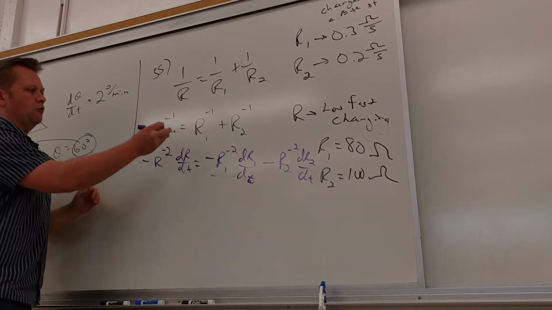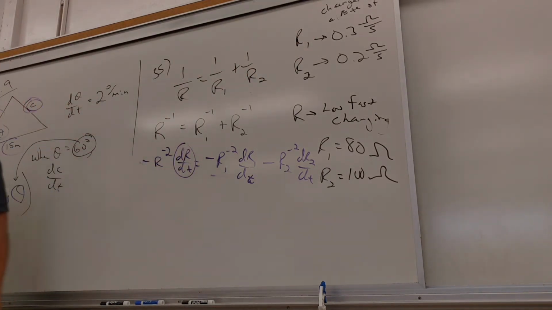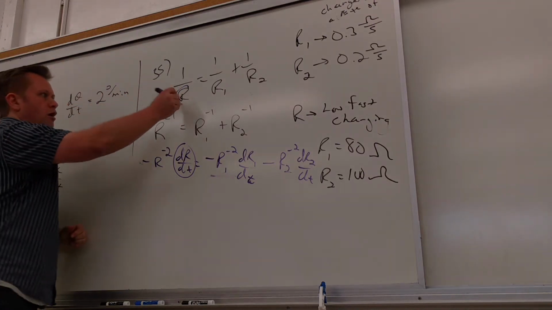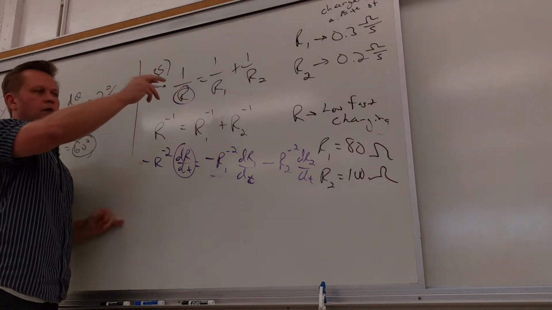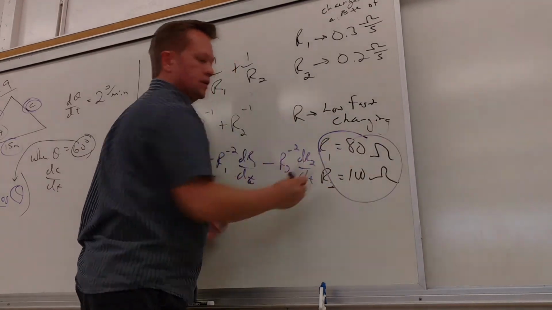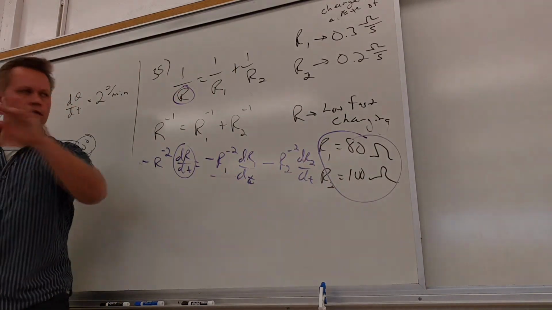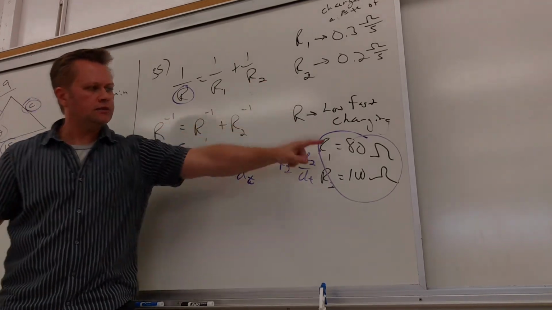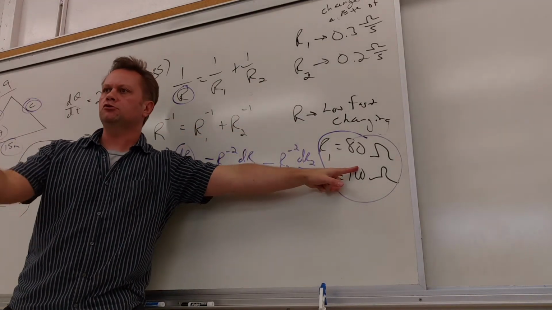I'm trying to figure out what dr/dt is, right? That's their question. How quickly is R changing? So is there anything up there I don't know? I don't know what R is, but I can figure out what R is. And I want R at a time when what? At this time, right? So I said this to somebody after last class. This is the snapshot that you're interested in.